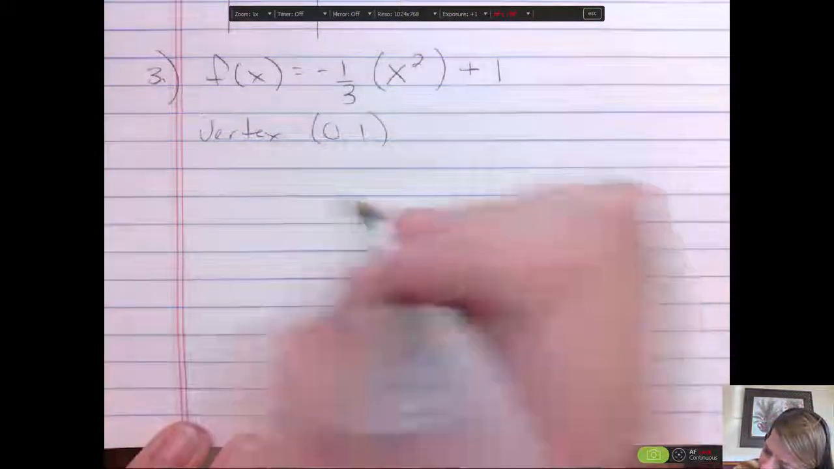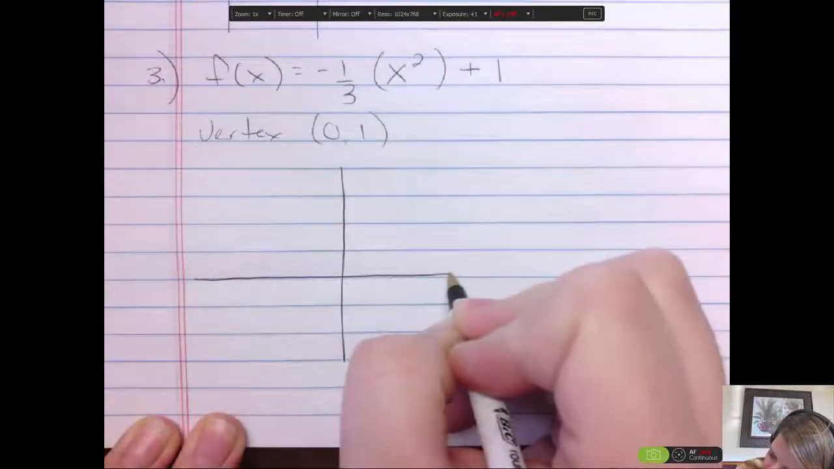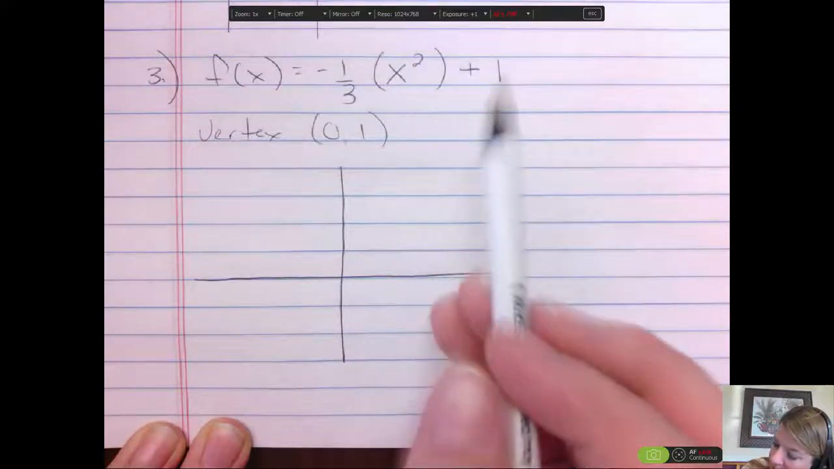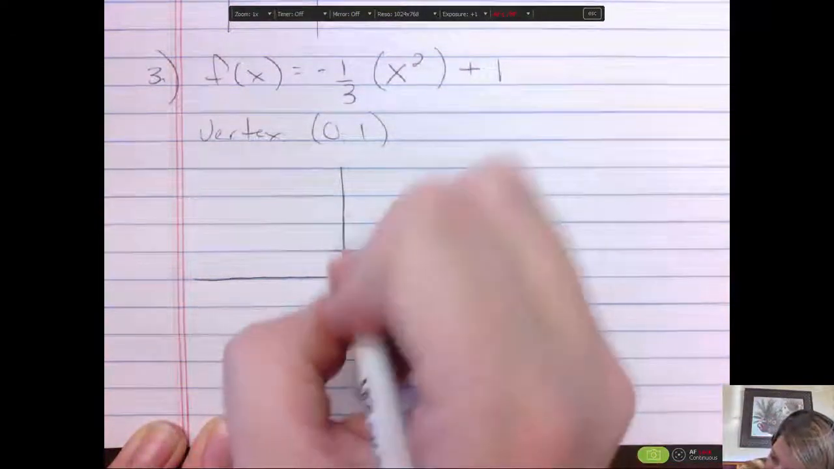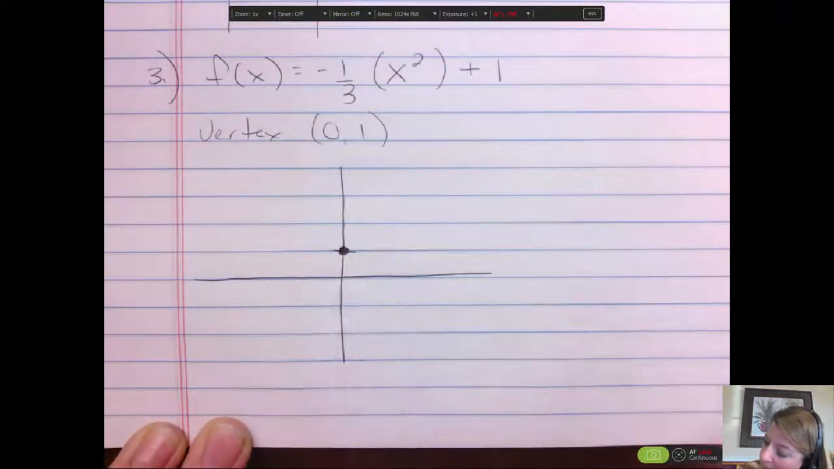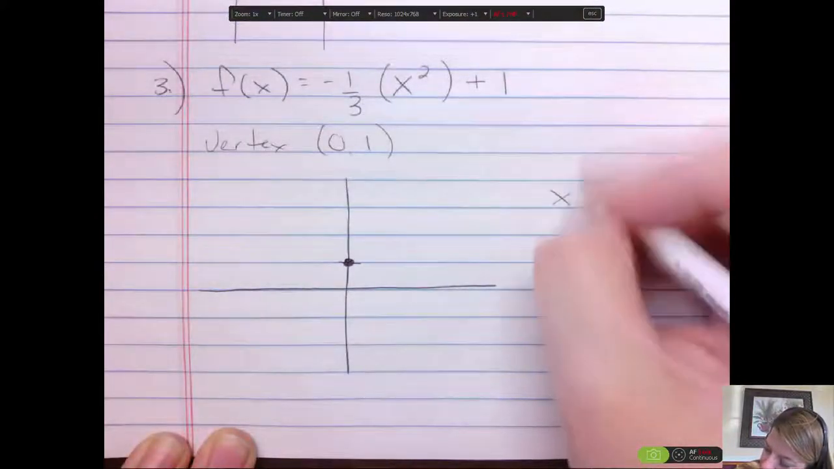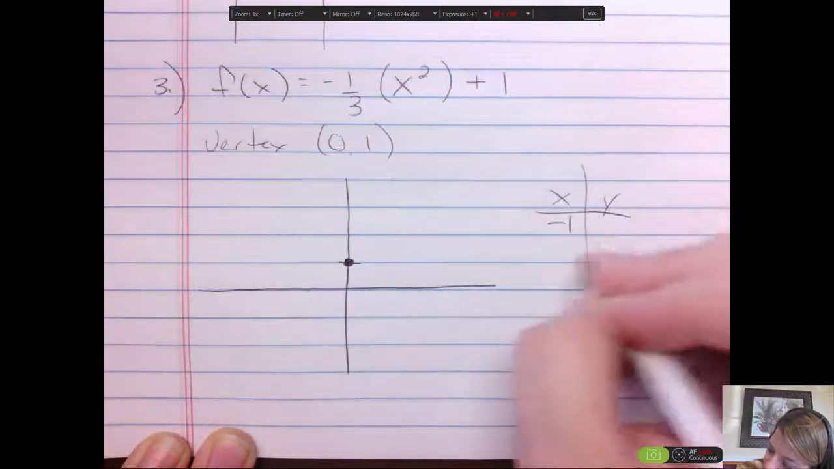Okay, and then from here, let's see what that 1/3 does. I did a negative again, so that's going to flip us upside down. And we know our vertex is at 0, 1. So we didn't move to the left or right, but we moved up 1. And then from here, let's do our little chart and come up with a couple other points from the left and right. Maybe let's use negative 1 and 1.